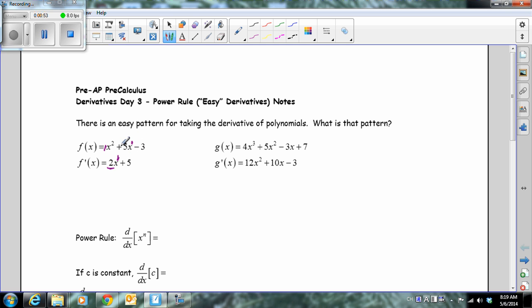The 1 will move to the front, multiply the 5 to give me a 5, and the power of x will drop, giving me actually x to the power of 0, which is just 1. So it's not needed here.